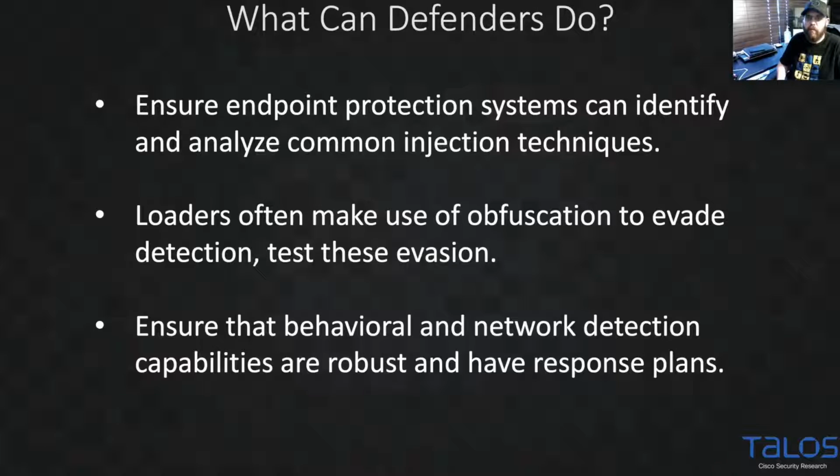Also ensure that you have robust behavioral and network detection capabilities, and that they work together to ensure that you have the greatest level of visibility and coverage across your environment. Also make sure that you do have response plans in place in case a key security technology that you employ does fail to detect something. Make sure that you are using overlapping security controls and not relying on a single point of failure, whether it's at the network layer or whether it's for behavioral detection on endpoints.